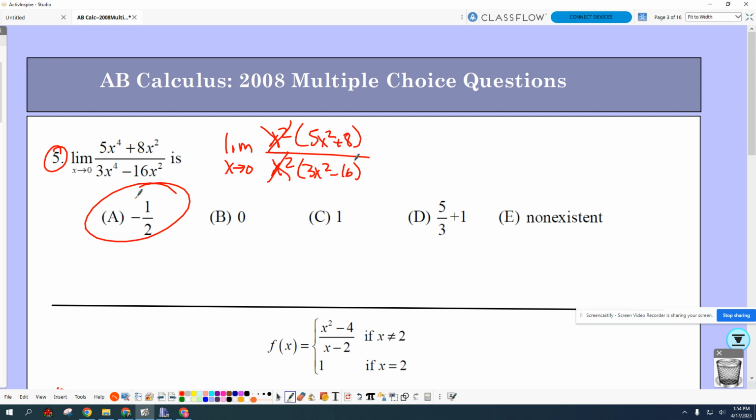Noah, when would you use L'Hopital's? You could have done L'Hopital's with this, but it's a pain. It's much faster to factor out the x squared and reduce them. You can do L'Hopital's, but it's more difficult on the arithmetic and time. So you just have to see something like that you'd be able to do.